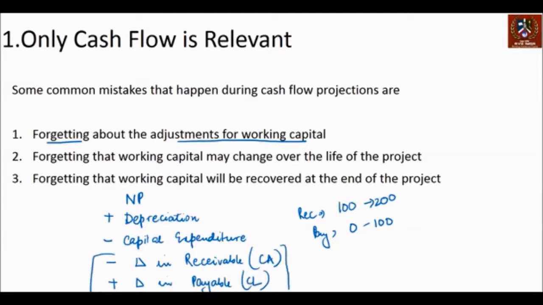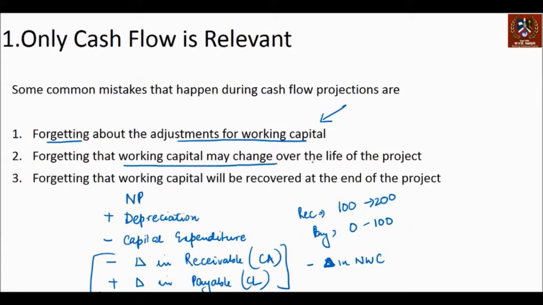These combined together give you a negative change in net working capital, right? So change, delta, I'm using the symbol delta for change, that combine and give you the cash flow statement. So remember that this adjustment has to be done while calculating the cash flow. Sometimes we forget that working capital may change over the life of the project. So those individual year-on-year changes also have to be considered.